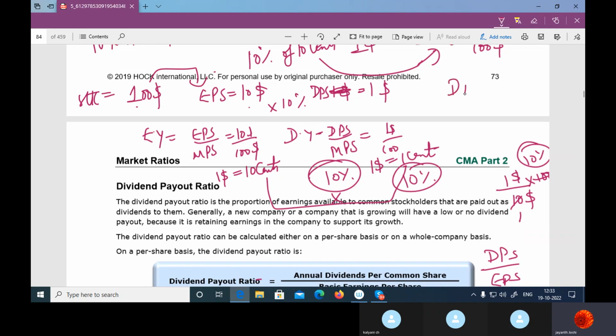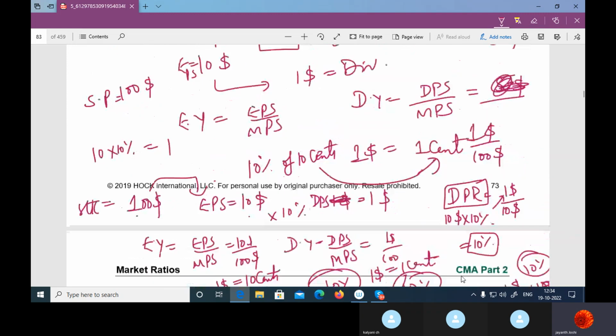And your dividend payout ratio is what? $1 is dividend, $10 is EPS. They have declared 10% of the earnings as dividends. That's the reason why that is $1. When you multiply this 10% with $10, what do you get? $1. That is your dividend. So the company has given 10% as dividends to their shareholders. That is the dividend payout ratio. That's it. So all three ratios you have understood. Please go through this. Any doubts you can ask me.